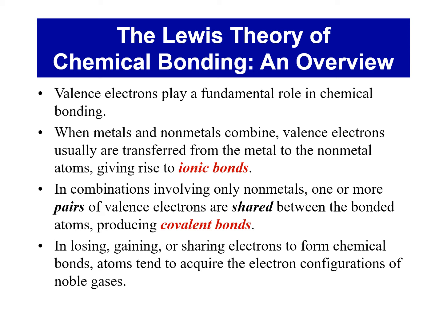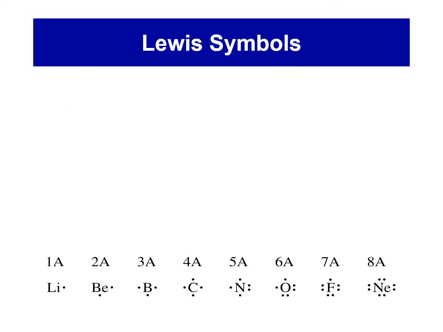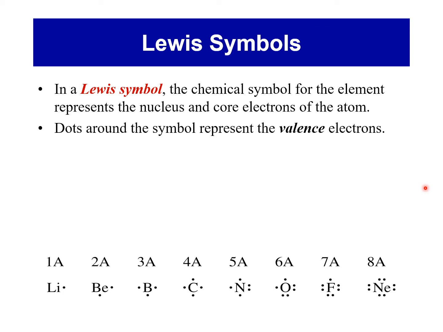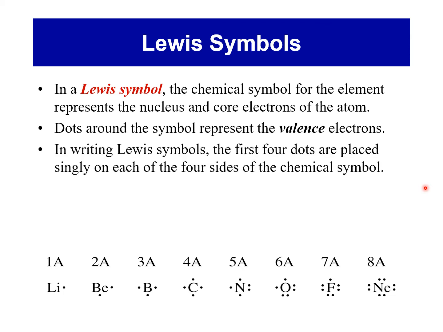The goal, of course, is that you want to get the electron configuration of a noble gas by adding, losing, or sharing these electrons. So as a shorthand way of representing these atoms and their electrons, we have what we call Lewis symbols or Lewis dot symbols or Lewis dot diagrams, depending on what source you're looking at here. Basically, each dot around the atomic symbol represents a valence electron, and you can see these here for the first 8 elements of period number 2.